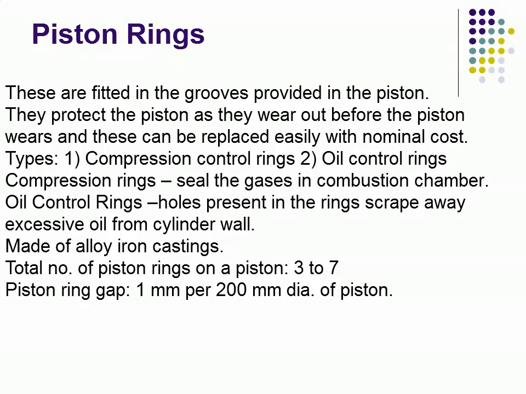Compression rings seal the gases in combustion chamber, whereas holes present in oil control rings scrape away excessive oil from cylinder wall. Piston rings are made of alloy iron castings. Total number of piston rings on a piston may be from 3 to 7. The piston ring gap is 1 mm per 200 mm diameter of piston.